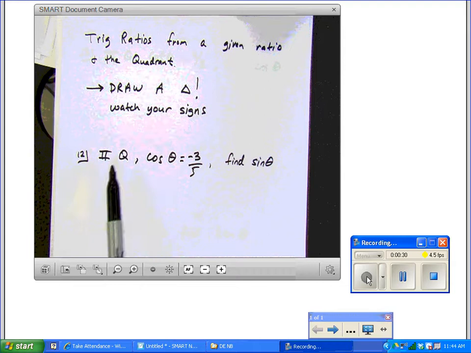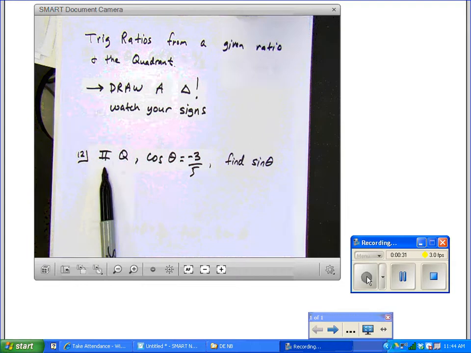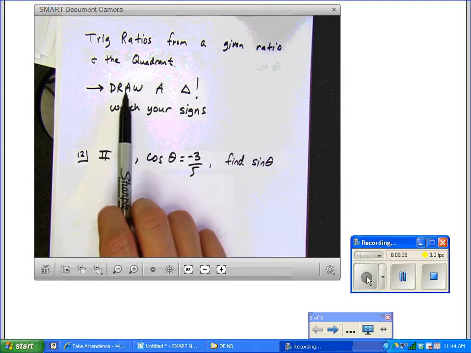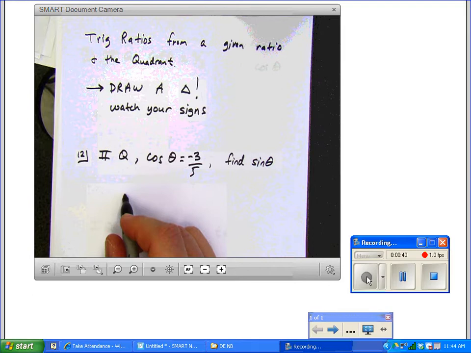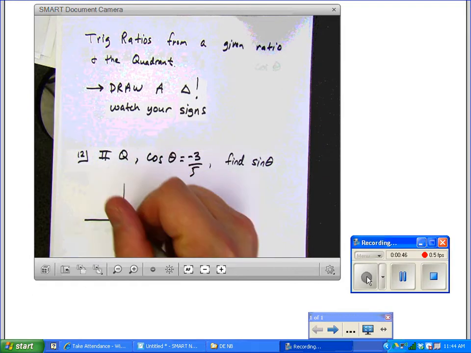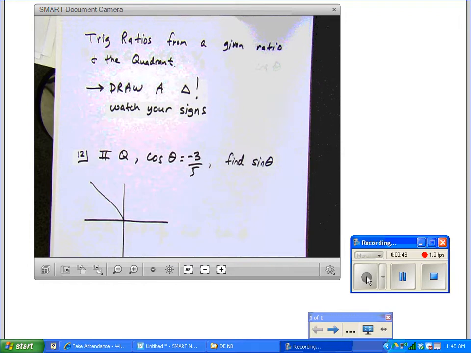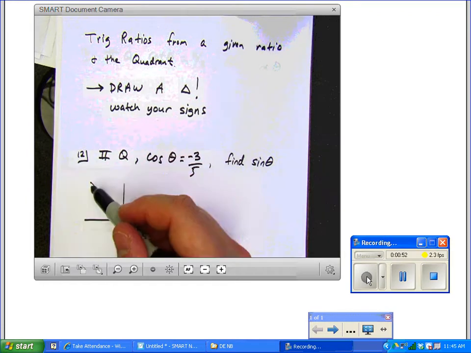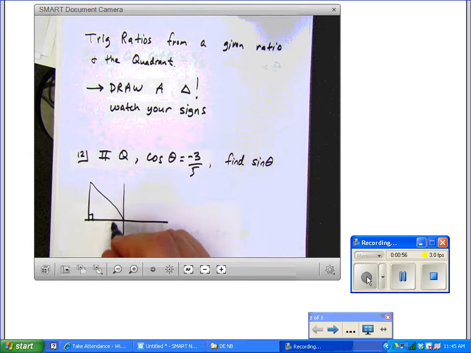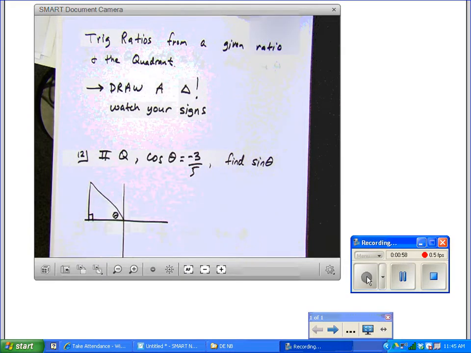Let's look at the first one here. Notice it tells me that you were in quadrant 2 and the cosine of your angle was -3/5. So again, let's draw a triangle for that. Okay, so I'm in quadrant 2. Remember when I draw my triangles here, I draw out the hypotenuse first, and then I always form my right angle with the x-axis, never with the y-axis. And then my theta angle is at the origin.